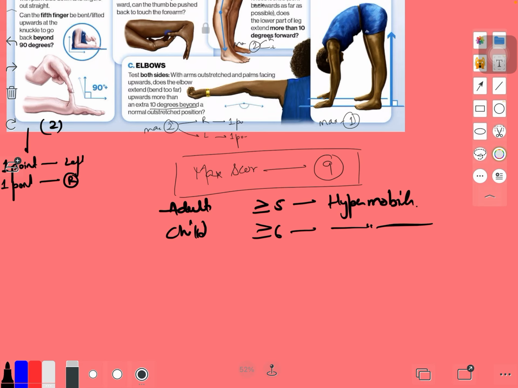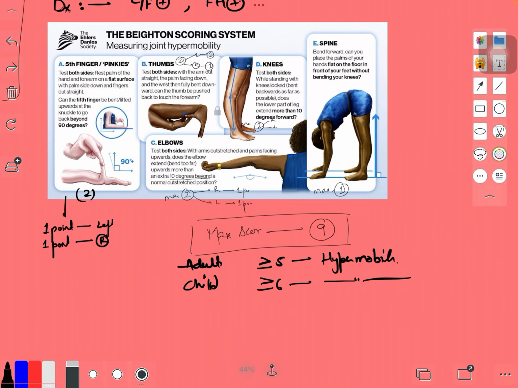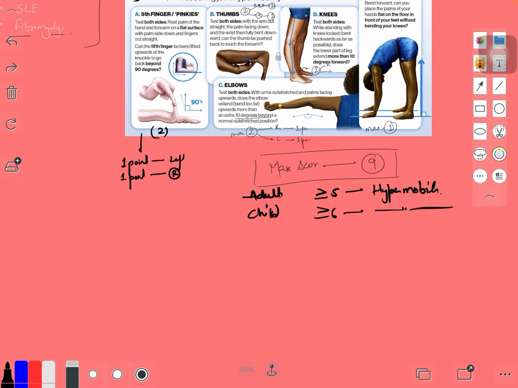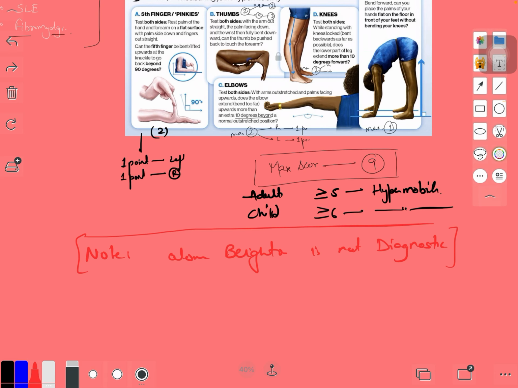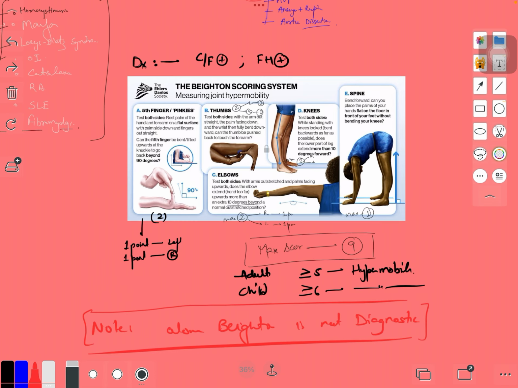So all these things help us to diagnose. However, the Bayesian scoring system by itself is not sufficient to make a perfect diagnosis. Note, very important: alone, the Bayesian scoring system is not diagnostic. You must check everything: family history, clinical features, and what other systems are affected.